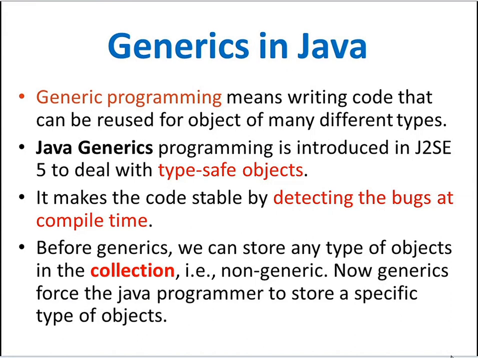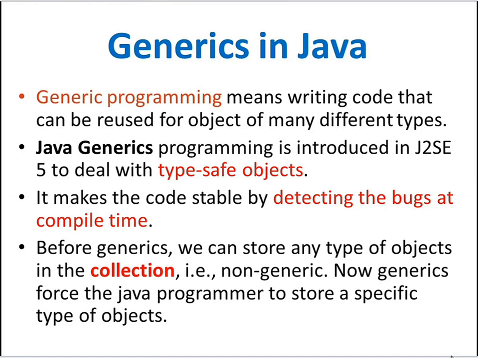In Java, generic programming was added in J2SE 5 to deal with type safe objects. Here, type safe means the unwanted operation cannot be performed on the object. It makes the code stable by detecting bugs at compile time instead of runtime. It gives us errors at compile time instead of runtime.